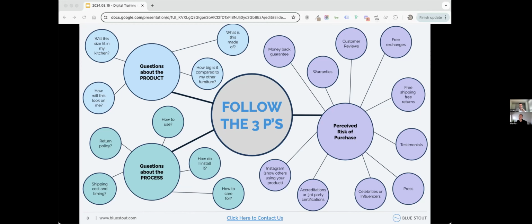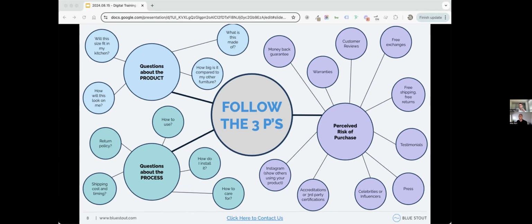So utilizing assets that range from testimonials to different levels of social proof and press, UGC content, and thinking about money back guarantees and warranties in a way that's going to move people forward with purchases, making sure you're clearly explaining your policies around things like shipping and returns, etc. All of that is going to come into play and be very important when you are reducing the perceived risk of purchase for a first-time buyer.